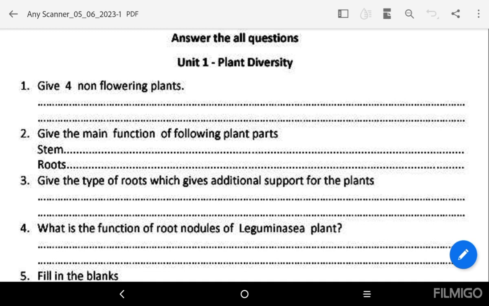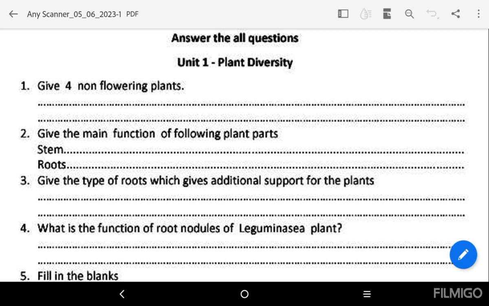So you know, plants can be classified into two groups as flowering plants and non-flowering plants. Flowering plants means plants which produce flowers, and non-flowering plants means plants which do not produce flowers. Examples are Cycas, Moss, Salvinia, Ferns, Drynaria.